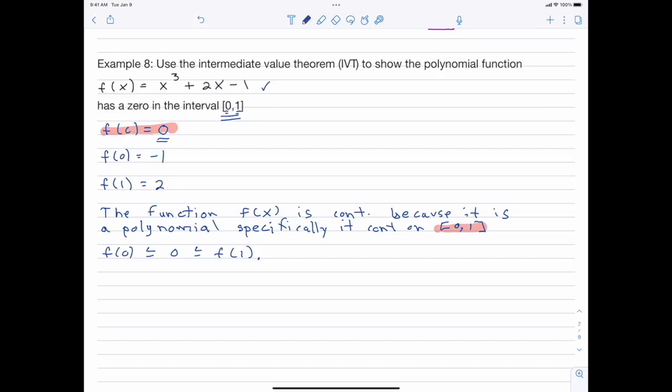I have, one, shown that the function's continuous on the interval specified. Oops, I didn't mean to cross that out. Right? I've established that it's continuous on the interval specified, and I've shown that the k value, that f of c value that I'm looking for, is between the two endpoints.